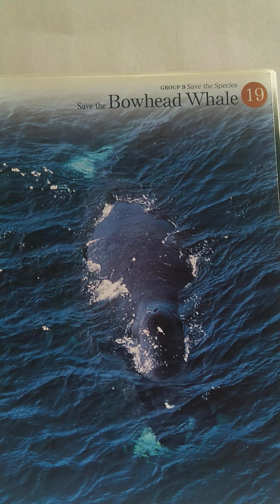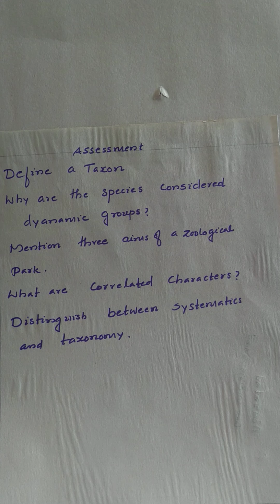Okay, then in the last video I had given some questions, and today also I will give you some assignment. Define a taxon. Why are the species considered dynamic groups? Mention three aims of a zoological park. What are correlated characters, and distinguish between systematics and taxonomy.